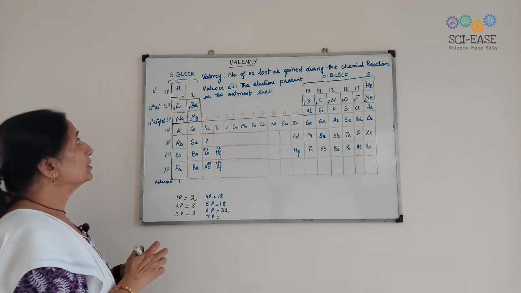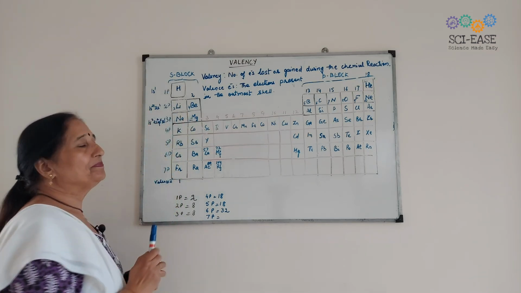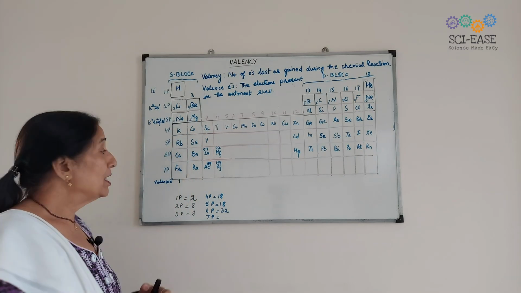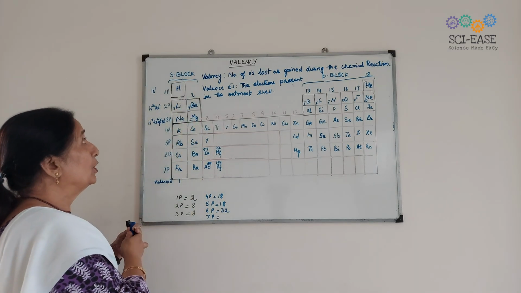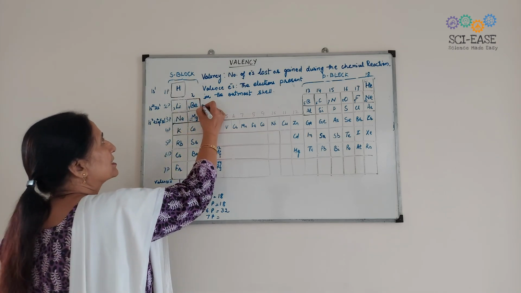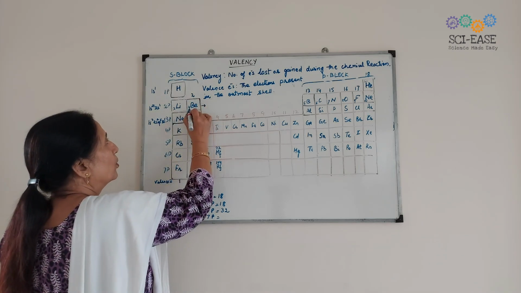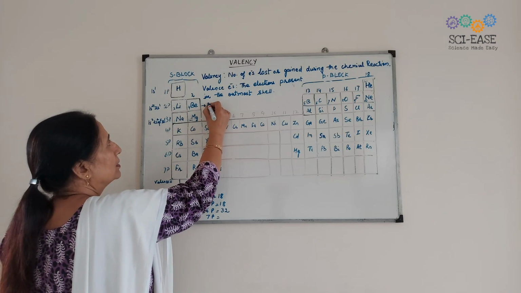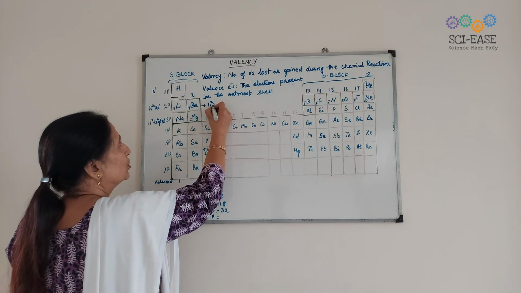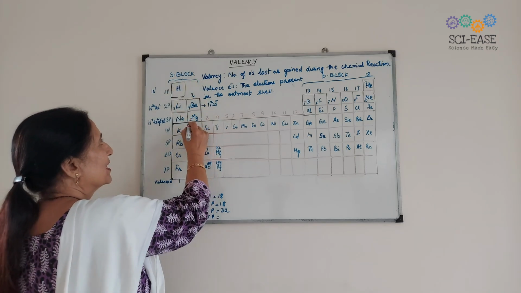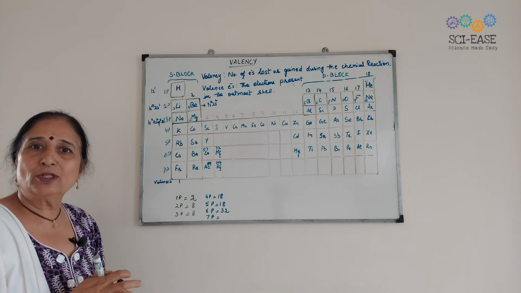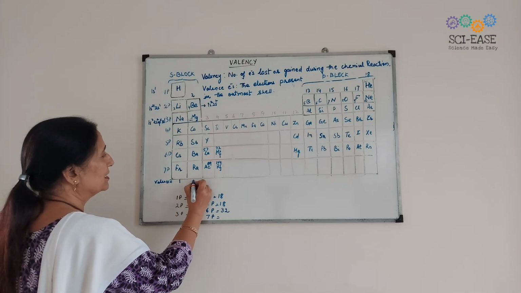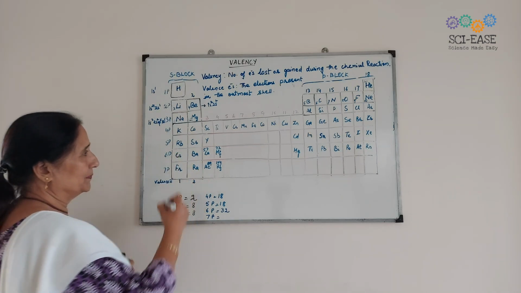In group number 2, beryllium, magnesium, calcium, strontium, barium and radium, they all have 2 electrons in their outermost shell. Beryllium, atomic number 4, means 1s2, 2s2. You can take the case of magnesium also. All will have 2 electrons. Valence electrons in the second group, 2.